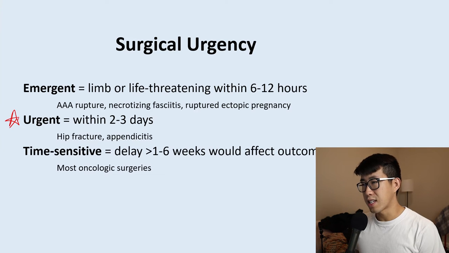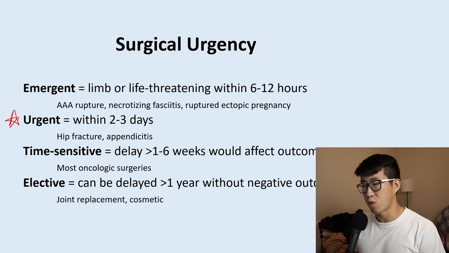Time sensitive is the next category, and this is when a delay of greater than 1 to 6 weeks would negatively affect the outcome. And this is going to be most of your oncologic surgeries, obviously, because you don't want the tumors to just be growing. Elective is the final category of surgical urgency, and these are procedures like joint replacements and cosmetic procedures that could easily be delayed greater than 1 year without negative outcomes.